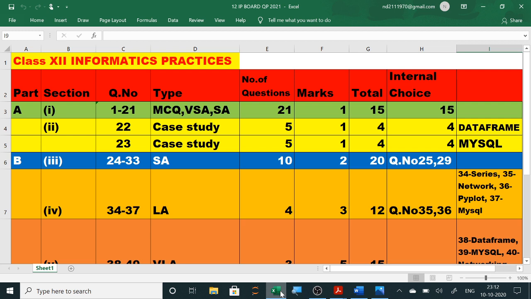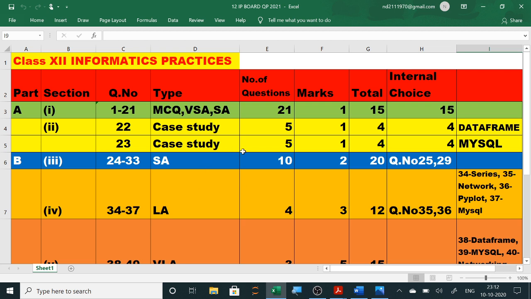Now section 2 is case study. So 2 case studies you will have. In this sample question paper, one case study is from data frame and the second case study is from MySQL. In that case study, 5 subparts are there, and you have to attempt 4. So the internal choice is that any 4 you have to attempt out of 5.